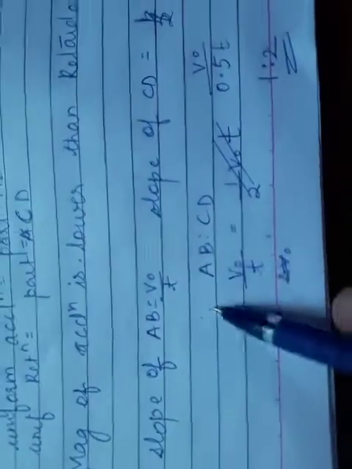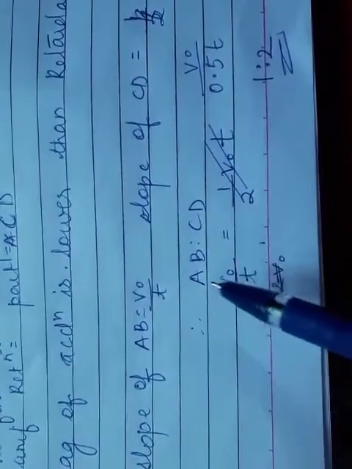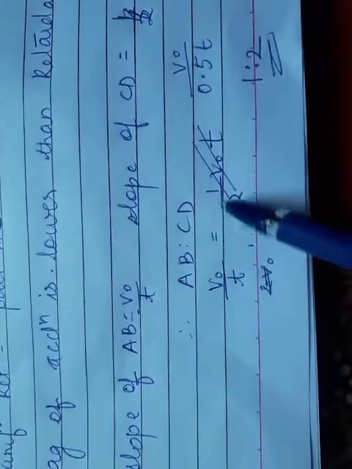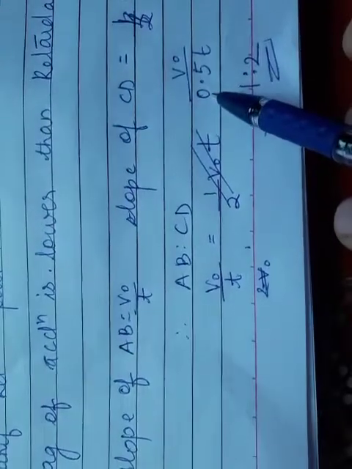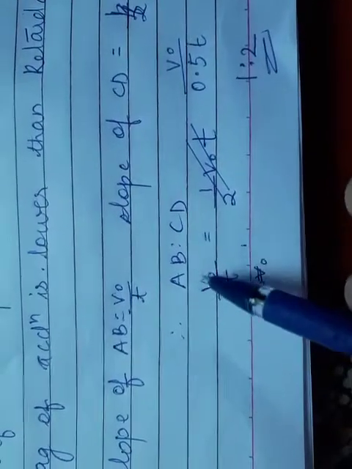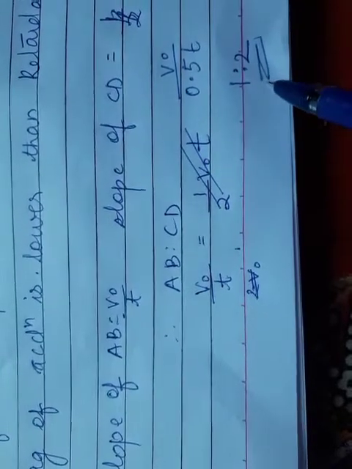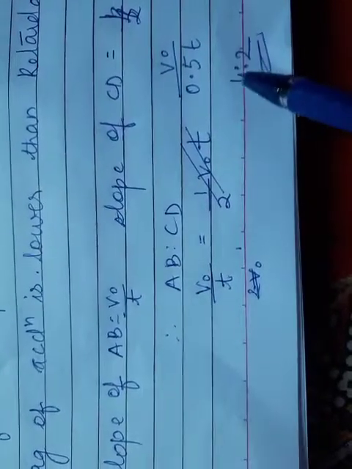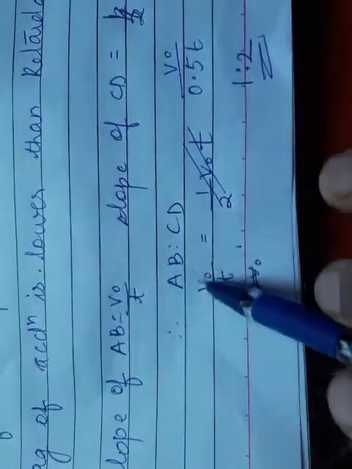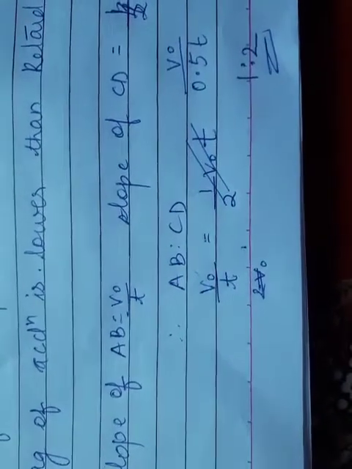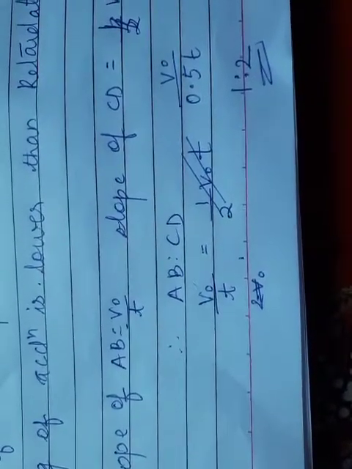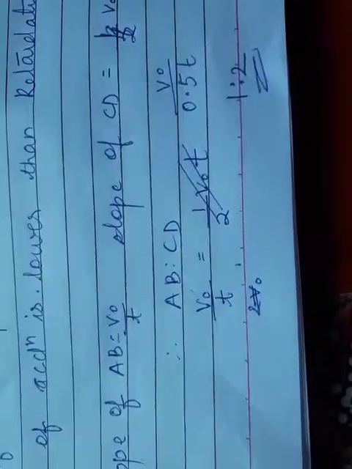Now you compare these two things, AB and CD. So here V0 by T compared to V0 upon 0.5T. So finally when you take out the ratio, this V0 cancels, then this T gets cancelled, and you get the ratio as 1 is to 2.